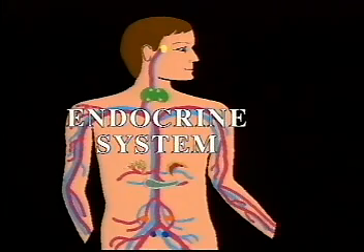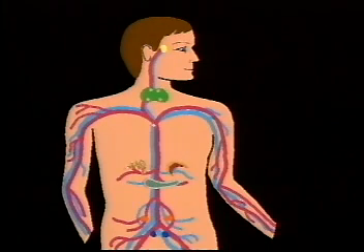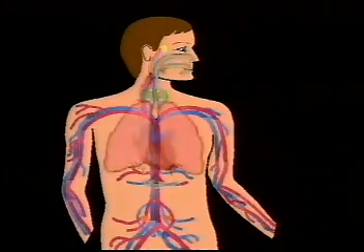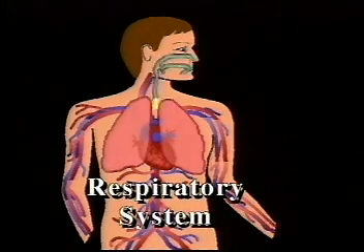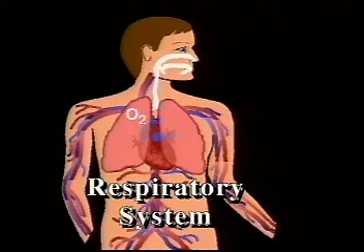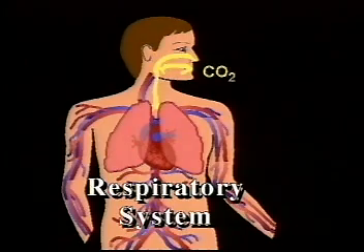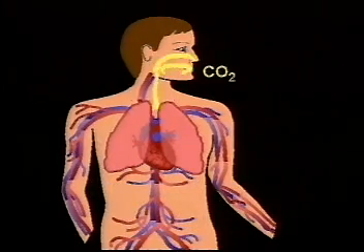Seventh is the endocrine system, which is made up of different glands that produce the chemical messengers called hormones. Among the organs in the endocrine system are the thyroid, adrenal, and pituitary glands. Eighth is the respiratory system, which provides the body with oxygen and helps it get rid of the waste product, carbon dioxide. The lungs are the main respiratory organs.